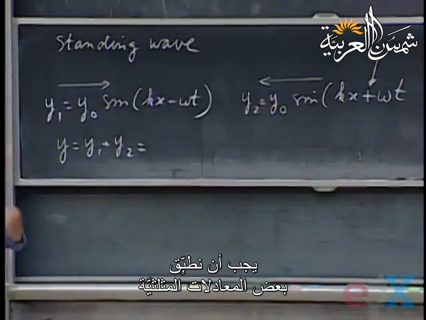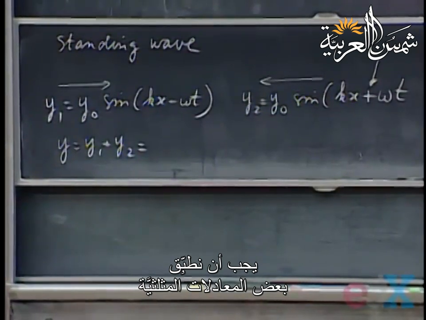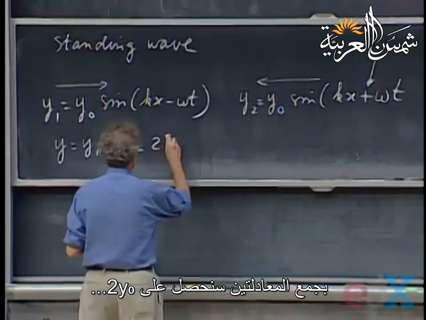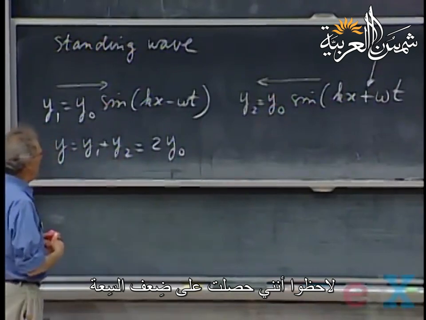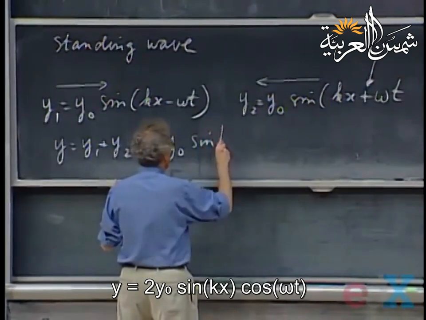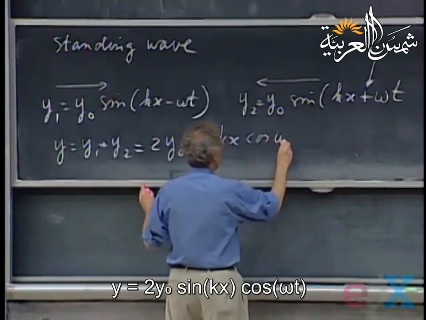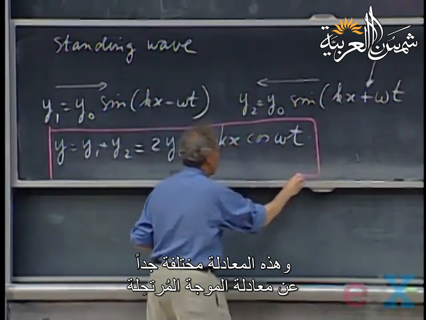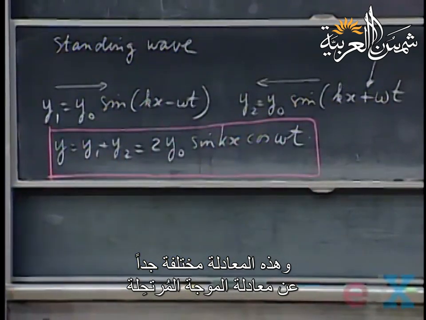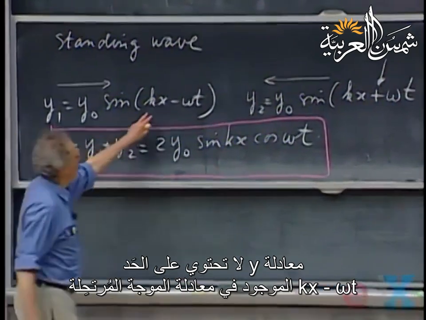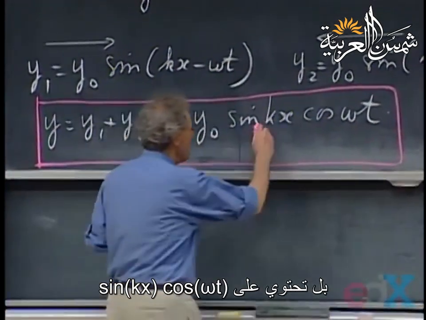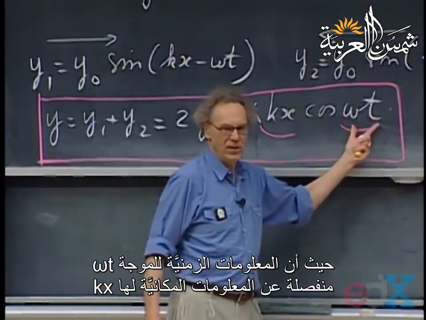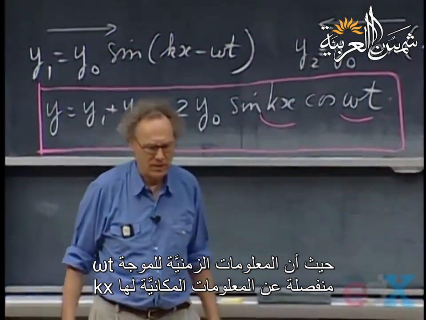And so I have to do some trigonometric manipulation, and this is what I leave you with. That's high school stuff. You add the two up and you'll find 2y0, notice that the amplitude has doubled, times the sine of kx times the cosine of omega t. That's the sum of those two. And this is very, very different from a traveling wave. Nowhere will you see a kx minus omega t anymore. kx is here separate under the sine, and omega t is separate under the cosine. All the timing information is now separate from the spatial information.